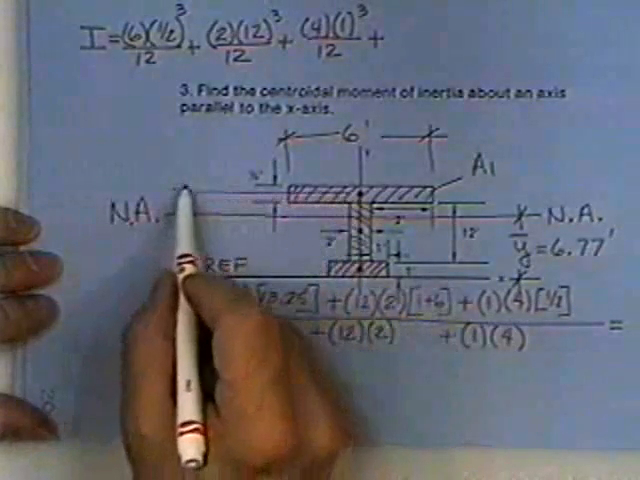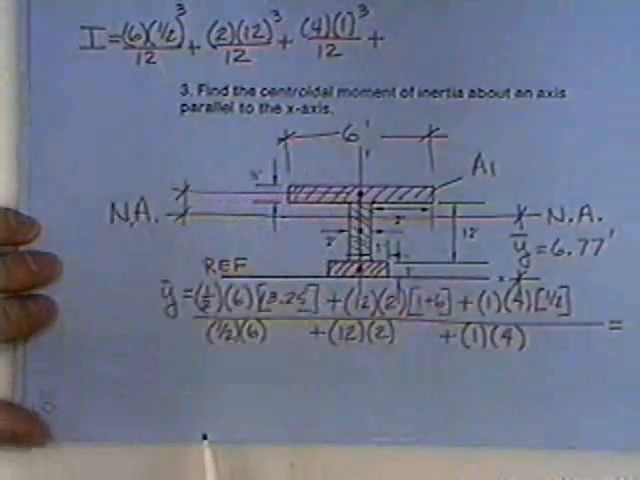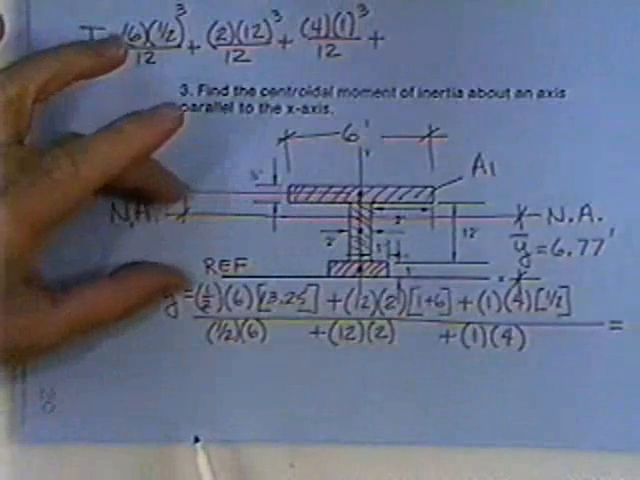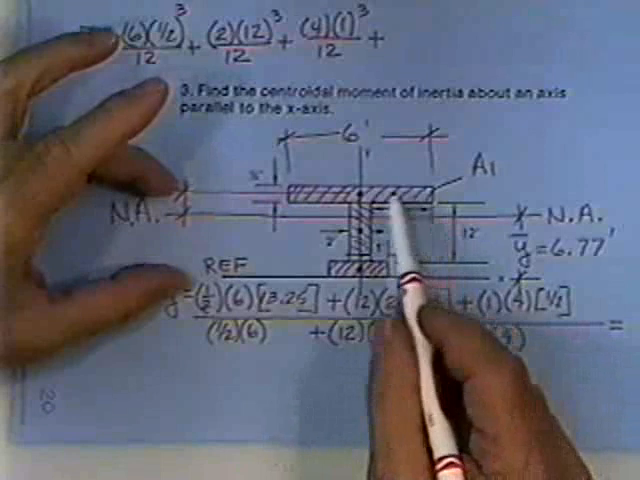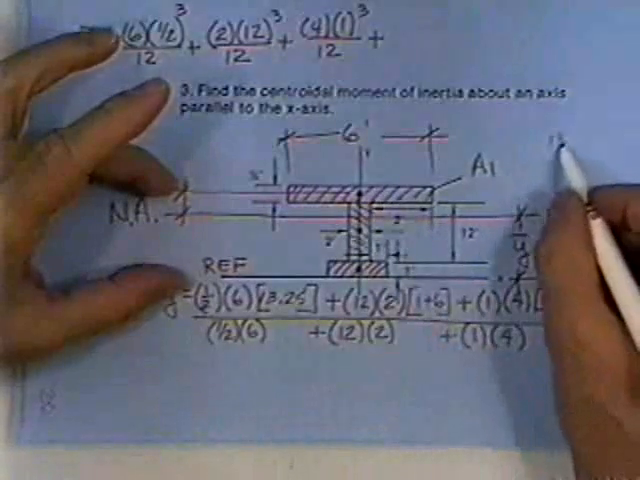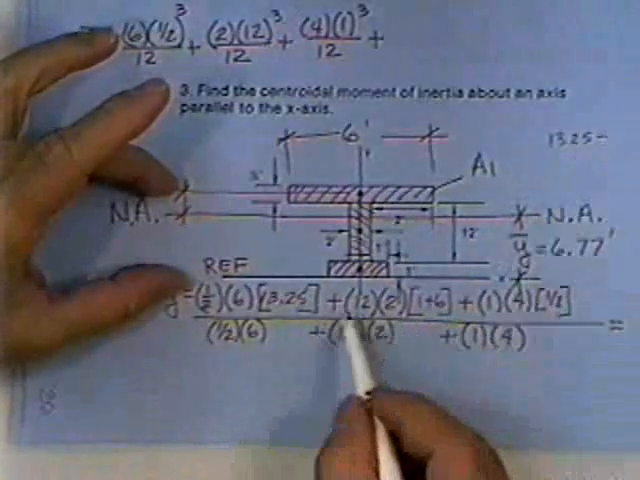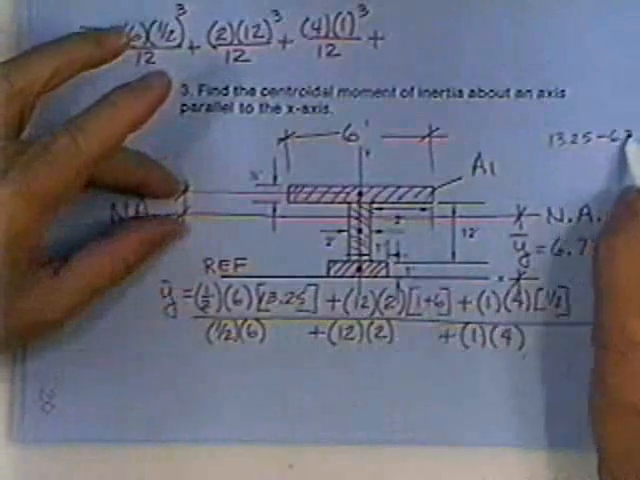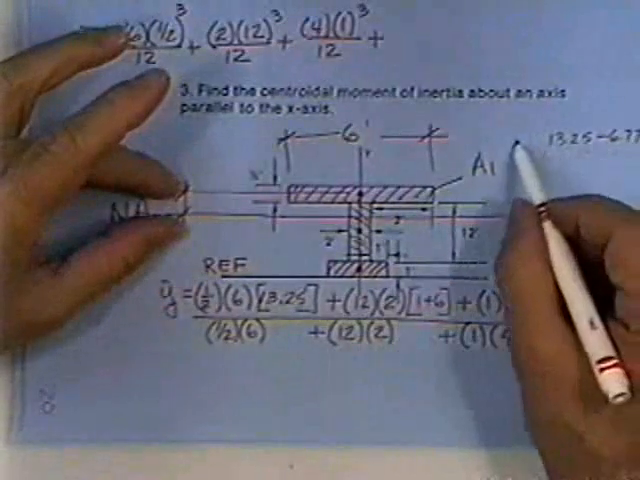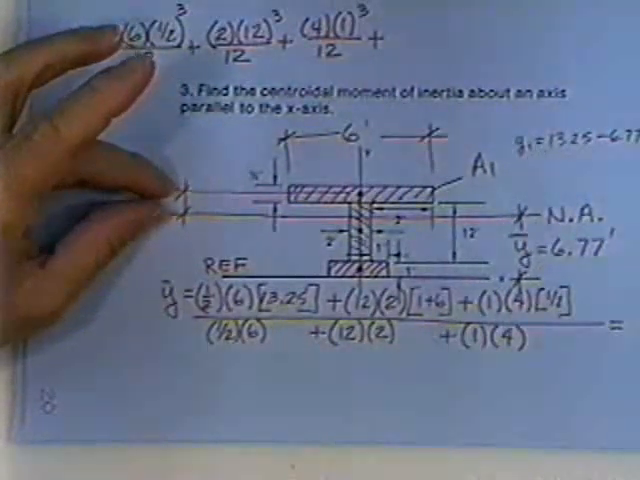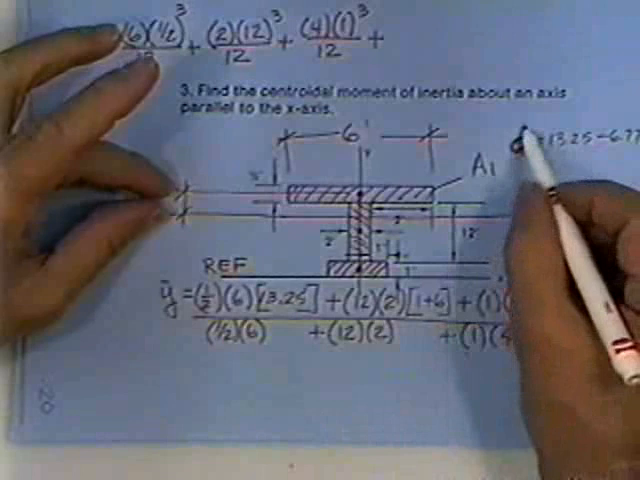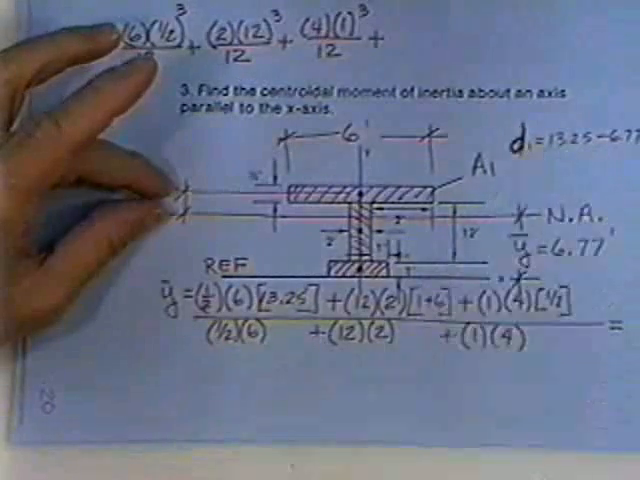Area 1 is up here, and that distance you can measure with a ruler or you can calculate. It is 13 1/4 minus 6.77. That's Y1. Or I guess we call that D1 because we call the other guys Y's. How far is that? It turns out 6.4.